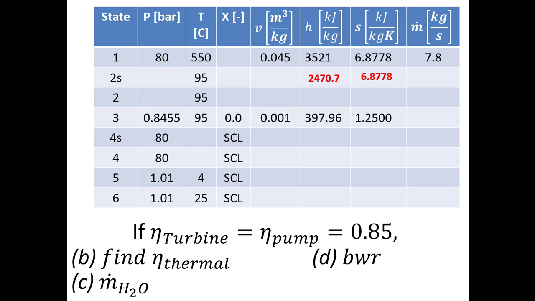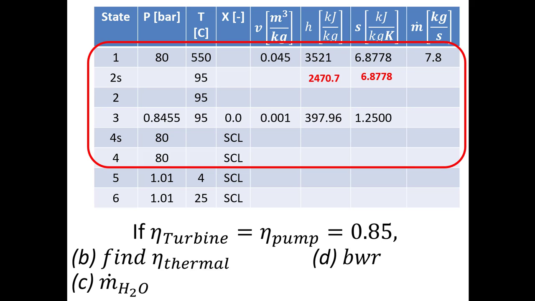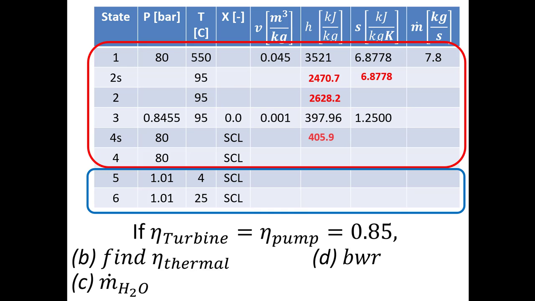So now I was given all of this information. I have found all of my states. I found my thermal efficiency, the mass flow rate of the cooling water, and the back work ratio. So that concludes this example on virtual thermodynamics. Thank you.